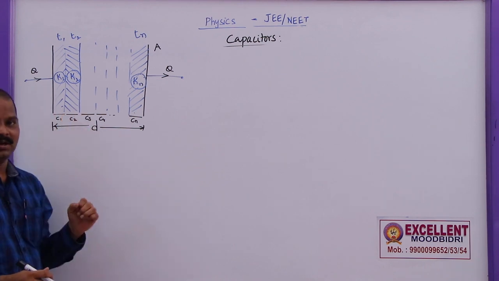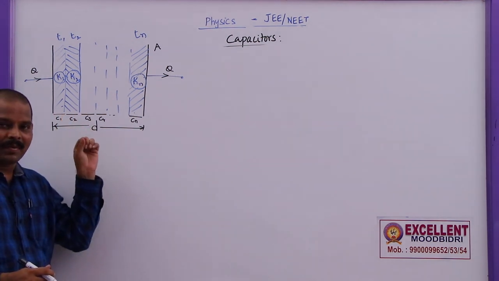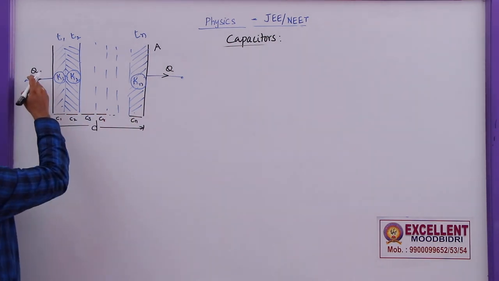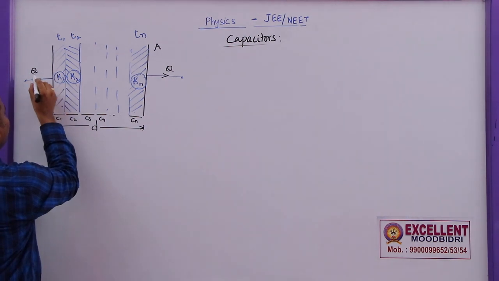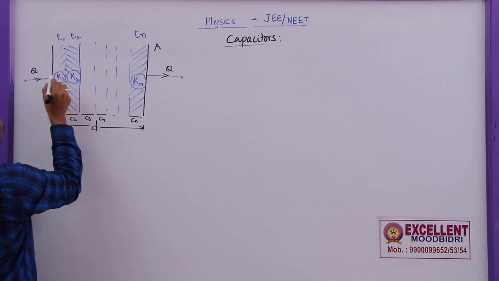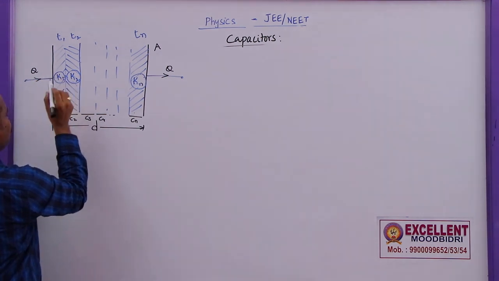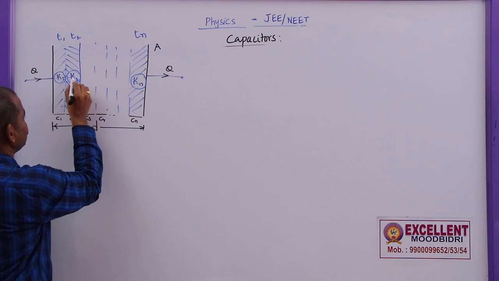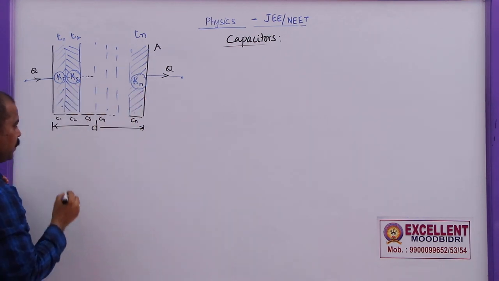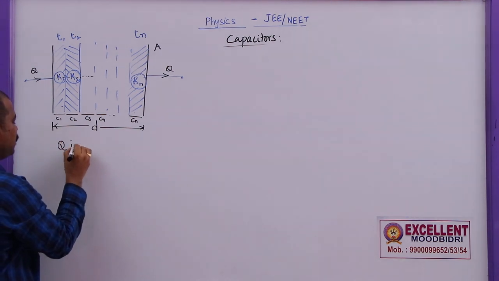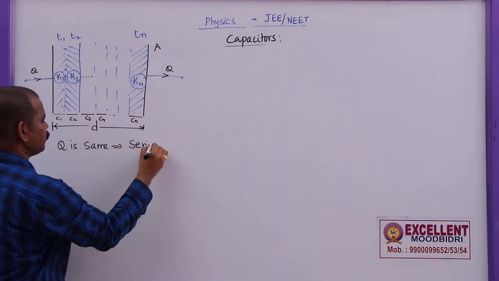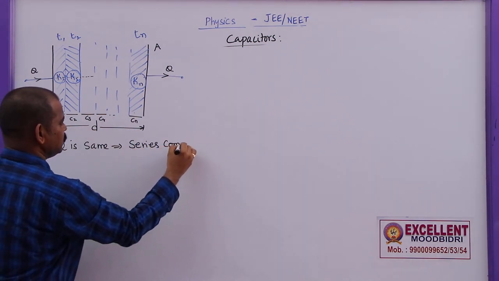So, how are they connected? You can observe here that the capacitors are connected in series. Why? Because in parallel the charge will divide, but here whether the charge is Q, capital Q, small q or dq, the same amount of charge will pass through the first capacitor first and then the second capacitor and then the third capacitor. That means the same amount of charge is passing. When the charge Q is the same, we can say that this is a series combination of capacitors.